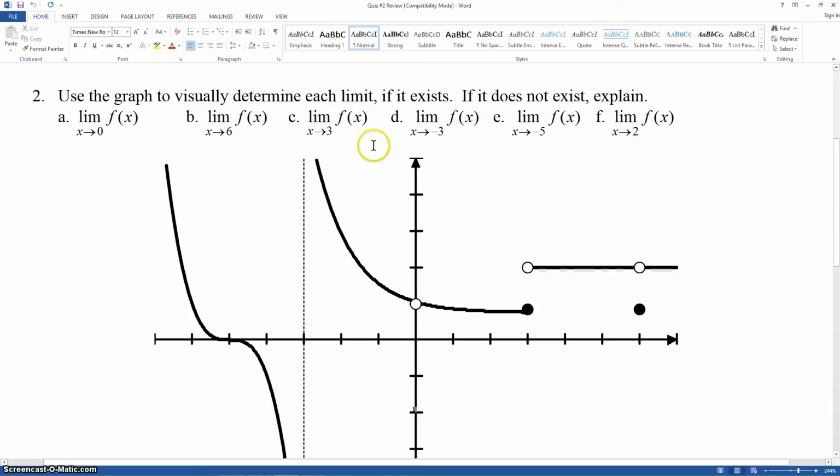2D, the limit of f of x as x approaches negative 3. As you can see, negative 3 is considered to be an asymptote. So we know that a function would not exist there because it would never be touched. So that's the function, though. We're looking for the limit at the moment.